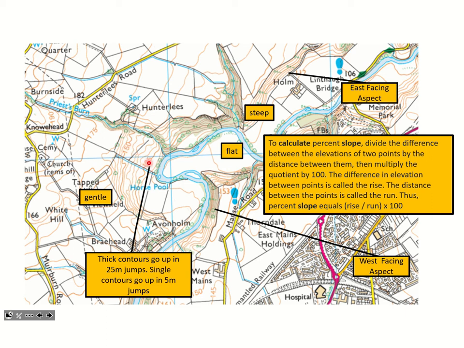Next thing I want to do is measure the horizontal distance from the 125 to the 150 contour. For argument's sake, let's say that that is 10 millimeters. 10 millimeters is 250 meters in reality. So we would do 25, which is our rise, and we would divide it by 250, which is our run, the horizontal distance between the 2 points on the map. You times that by 100 and it gives you a percentage value for the steepness of the slope.